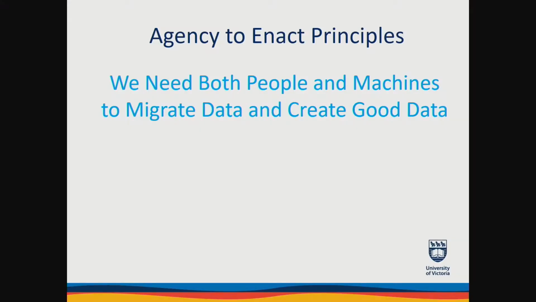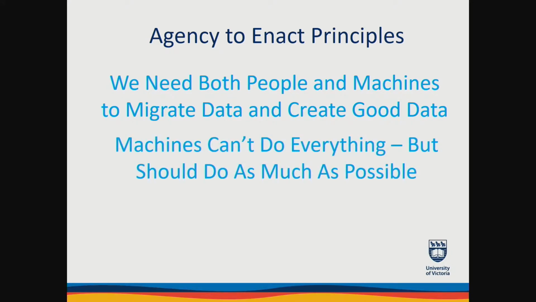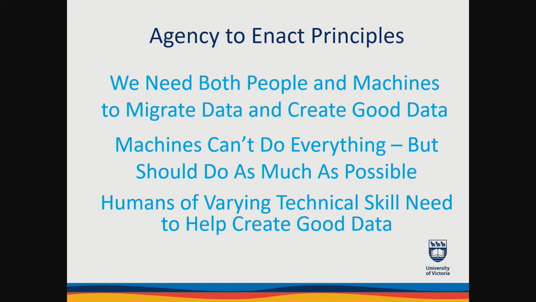And the third thing I'm going to argue this gives us is a little bit of agency, but for what, right? Often I don't get a say in how systems are developed, personally. So this is great. So agency to enact certain principles, and it's kind of a vague statement, but what principles are we talking about? We need both people and machines to migrate data and to create good data. Machines can't do everything, but we should try to get the machine to do as much as possible. And humans of varying technical skill need to help create good data. So we're not going to create maybe an army of experts in OpenRefine. We need people who have a lot of knowledge about these objects. So how do we get them to actually create that?